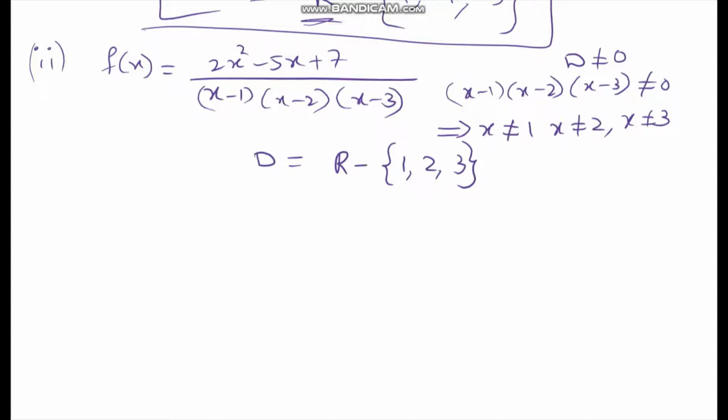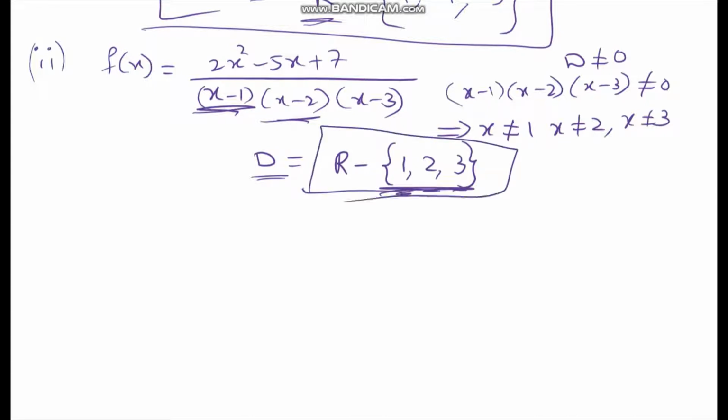If my x is 1 here, 1 minus 1 will be 0. If it is 2, 2 minus 2 will be 0. And if it's 3, 3 minus 3 equals 0. So except for these three values, for every other value, the function is defined.